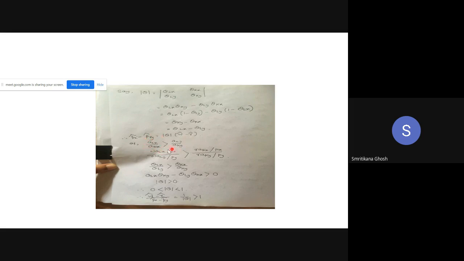Is that inequality clear to all? Why is this inequality there? Can you tell me why this inequality is here? Anyone in this class, can you tell me why I have written this inequality?